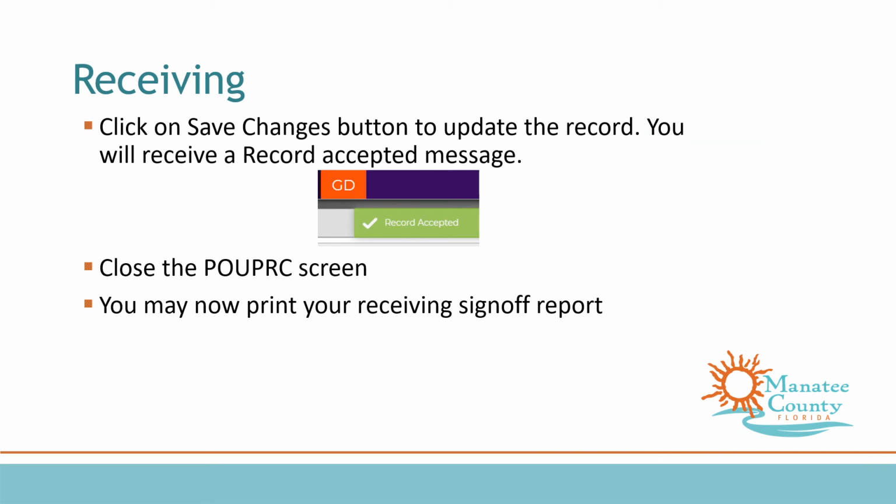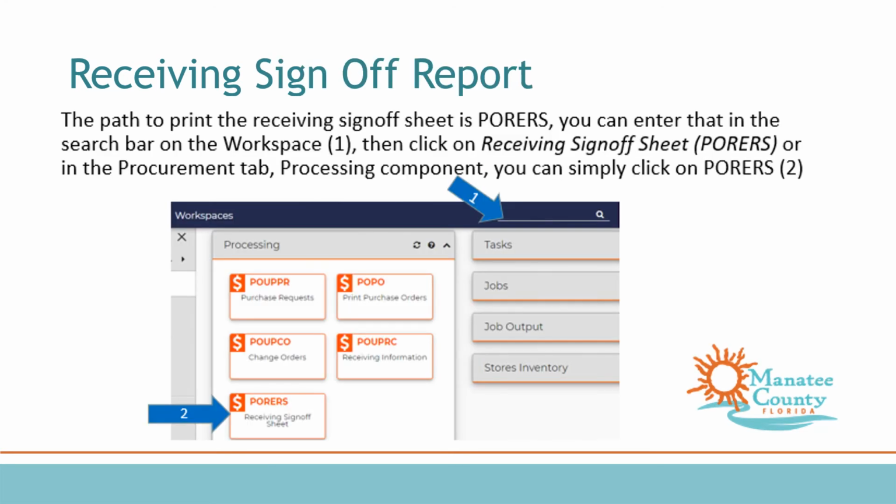You will receive a Record Accepted message. Close the POU PRC screen. You may now print your receiving sign-off report. The path to print the receiving sign-off sheet is POR-ERS. You can enter that in the search bar on the workspace. Then click on Receiving Sign-off Sheet, POR-ERS, or in the Procurement tab, Processing Component, you can simply click on POR-ERS.